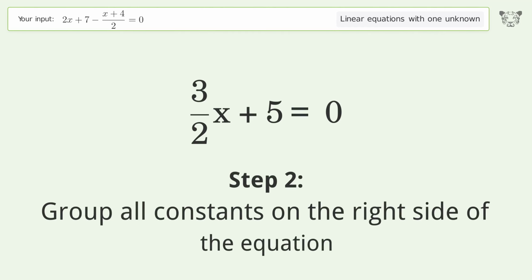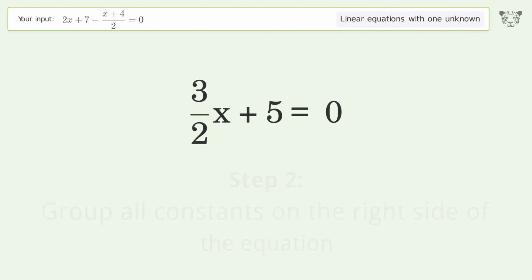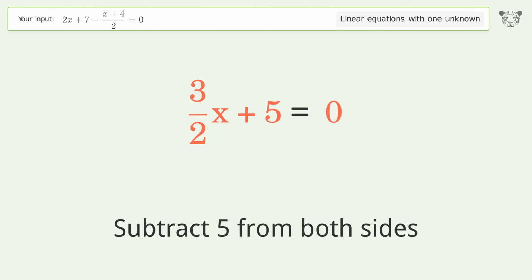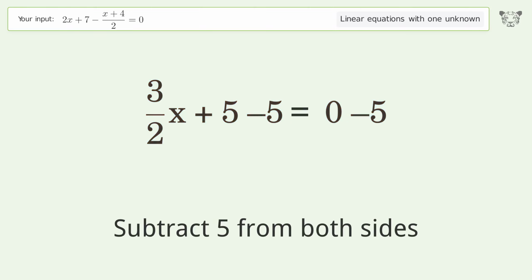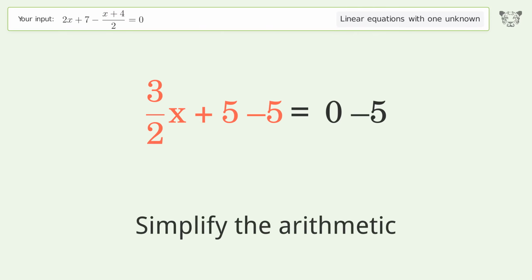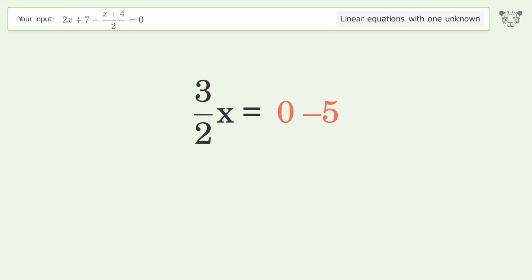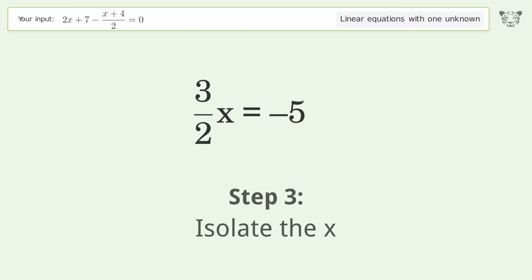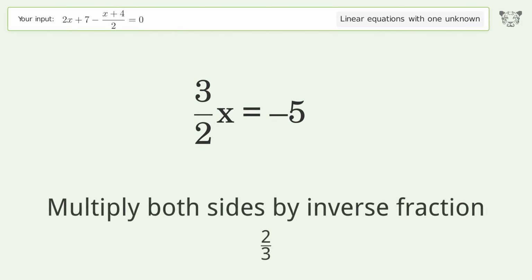Group all constants on the right side of the equation. Subtract 5 from both sides. Simplify the arithmetic. Isolate the x. Multiply both sides by the inverse fraction 2/3.